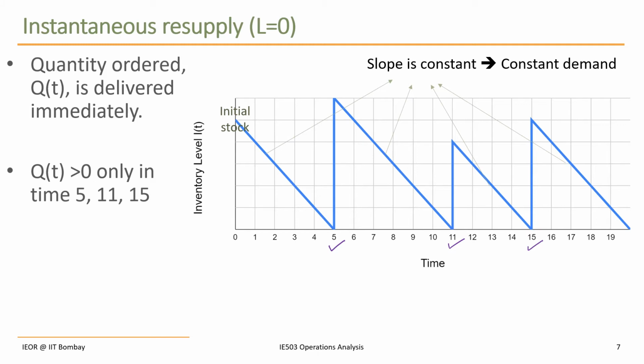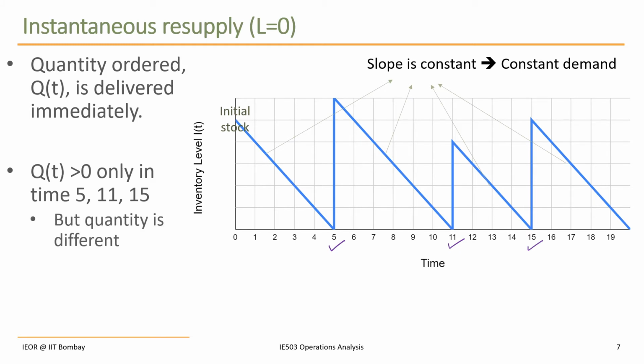The quantity ordered is strictly greater than 0 only in time period 5, 11 and 15. In all other periods, no ordering happens. We don't order anything in time period 1, time period 2, etc. Demand occurs and inventory reduces because of the demand. No new material comes. Only in time period 5 I order, and in time period 5 I receive the material. So that's what this graph illustrates.